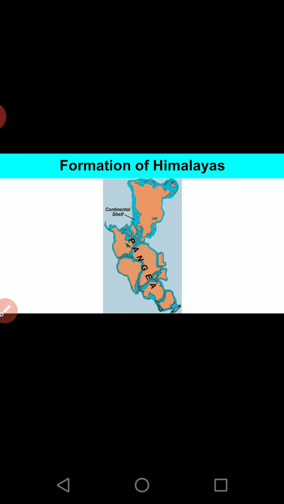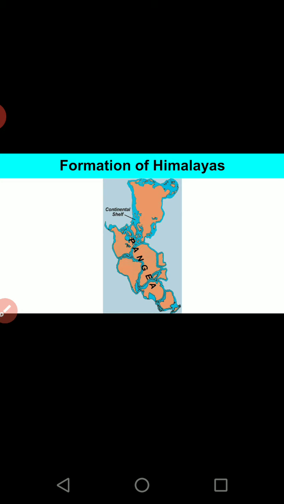The formation of Himalayas lies in a very early period. Earlier there was only one supercontinent, and this continent was called Pangaea. It was one complete landmass. Of course, there were pieces, but all these pieces were intact together.